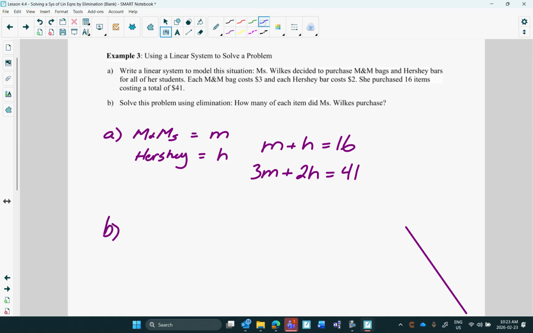Part B, we're going to solve it by elimination. Usually it's just look at the first variables. What do I have to multiply one or the other so that when I subtract, they're gone? I've got to multiply this one by 3, and then I can subtract them. So I'm going to multiply 3 times equation 1, and then subtract equation 2.